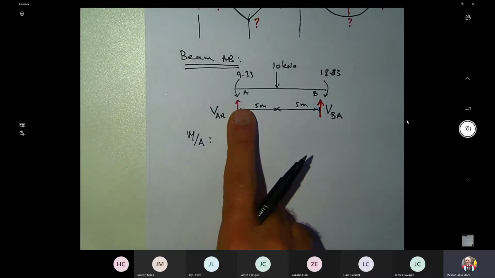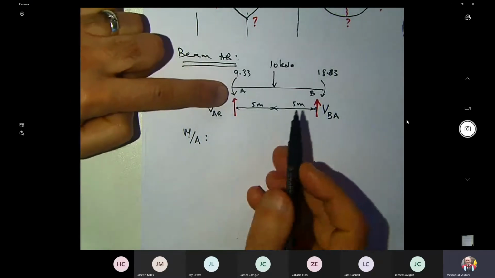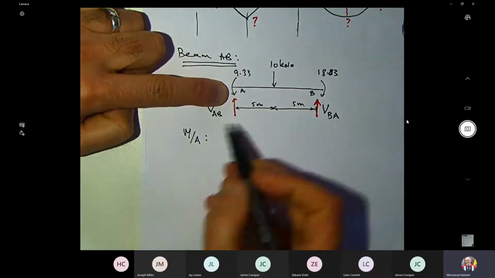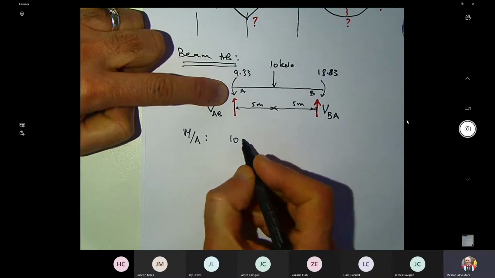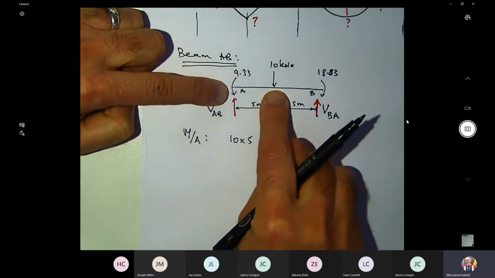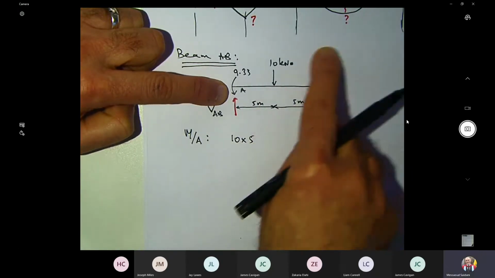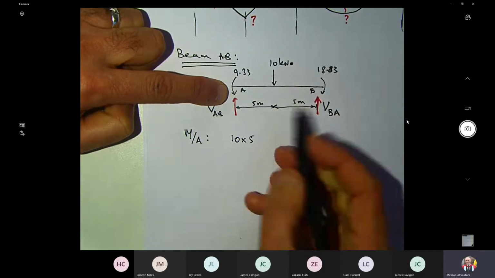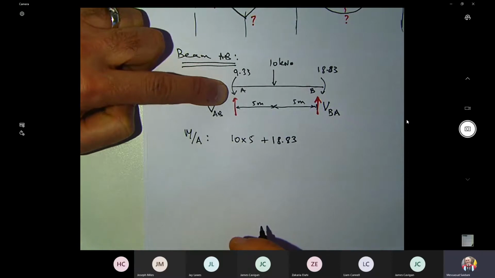So this is A. Equilibrium, we take clockwise moments equals anti-clockwise. Do you agree? Yeah, so the clockwise moments must be equal to anti-clockwise. Take A here. Give me, what are the clockwise moments about A? What can you see? 10 times? Yeah, that's clockwise. Anything else clockwise? Do you agree? The 8.83 is clockwise. Yeah, so plus 8.83. Anything else you see clockwise?